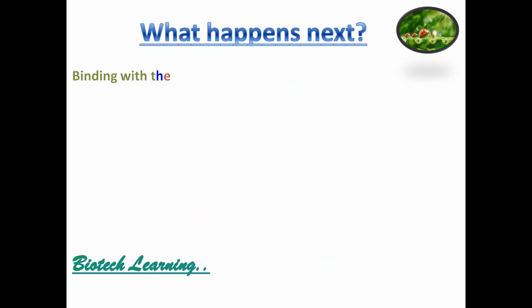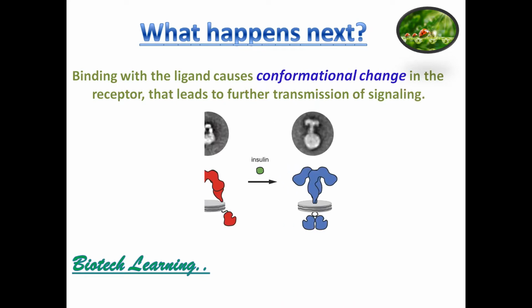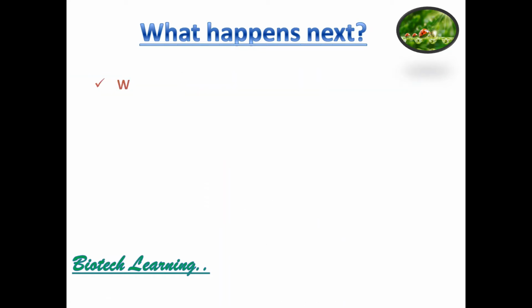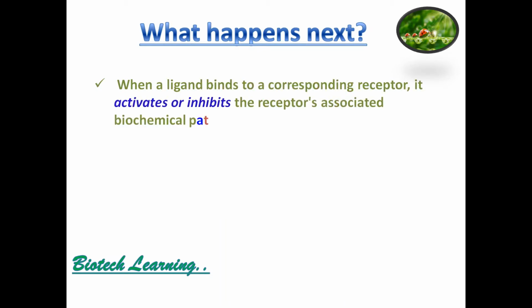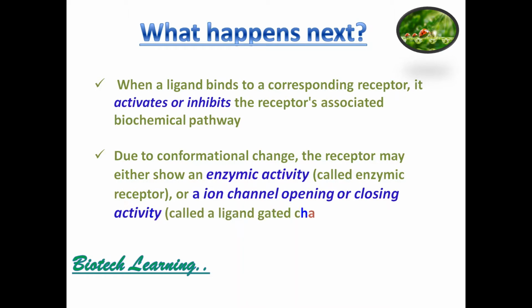After the binding of the ligand with the receptor, there's a conformational change that can lead to further transmission of the signal. Here the example I've taken is that of an insulin receptor, and this is the ligand. When the ligand binds to the receptor, there's a conformational change. This can lead to the activation of some reaction. It's not always an activation. Sometimes it can also lead to inhibition of some reaction or some sequence of events.